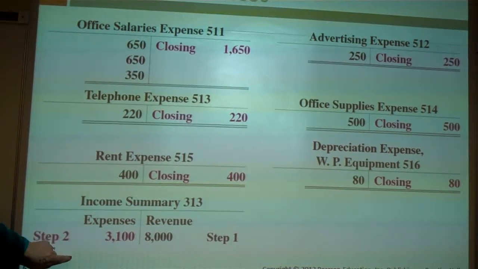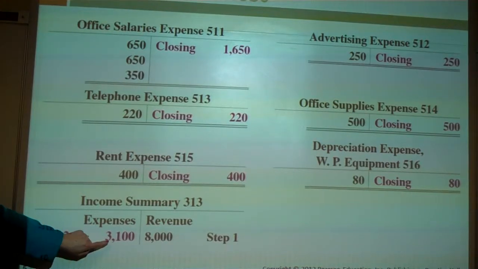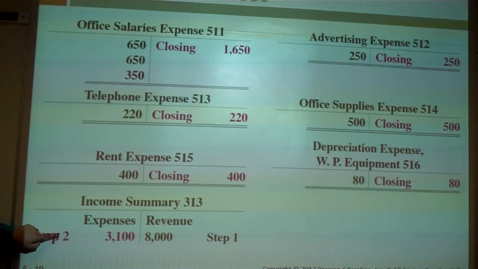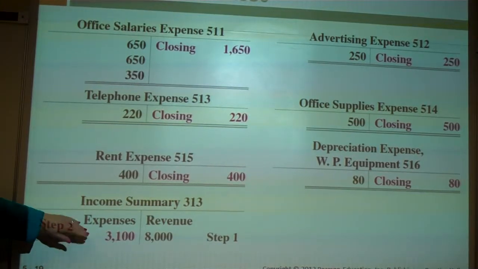How are we going to know what the balance is? What do we have to do? We're going to have to foot this one. We're going to have to subtract the 3,100 from the 8,000. We'll have to foot this one.